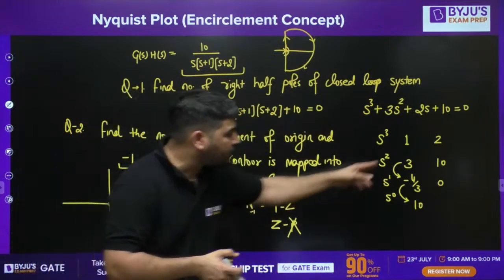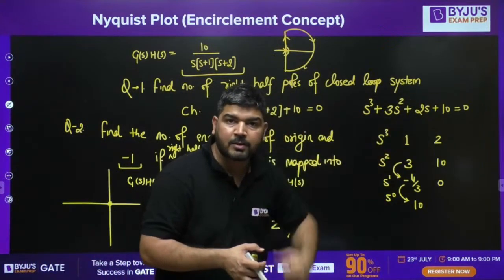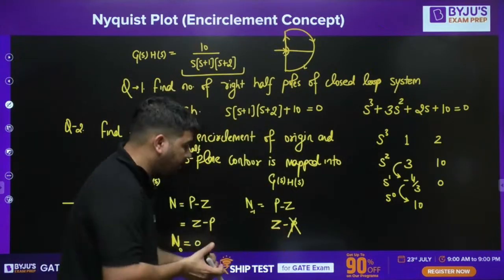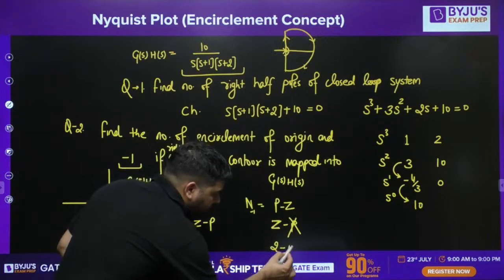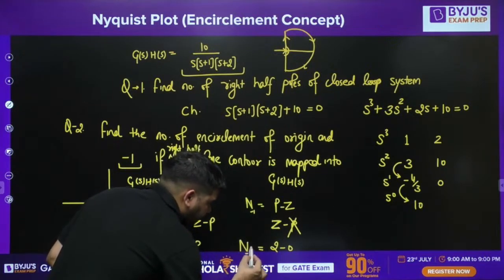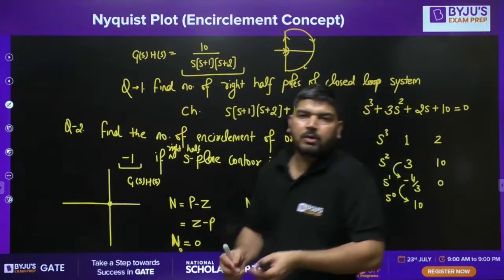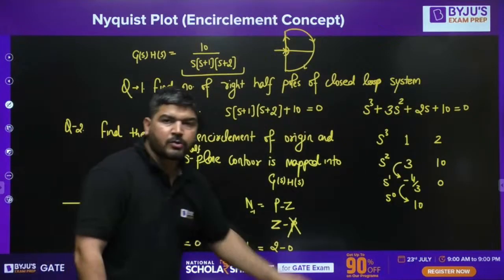There are two poles of the closed loop system in the right half of the S-plane. It means there are two zeros of 1 plus G(s)H(s) in the right half of the S-plane. So you can put that zero value here and you will get the number of encirclements of -1. I hope it is clear. So there is no need to draw the mapping, no need to check the mapping.